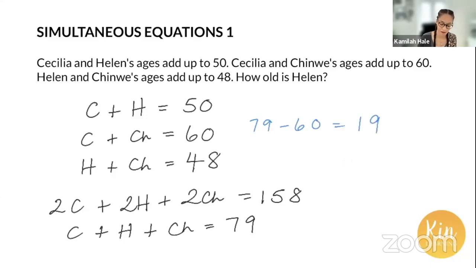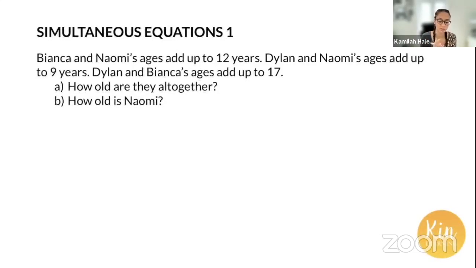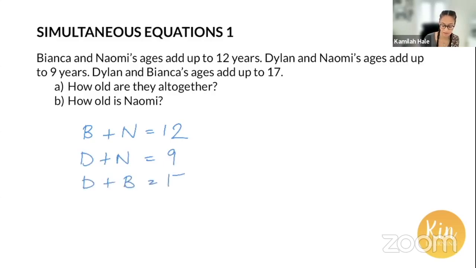Good, you're doing well. Let's do one more. I'm going to be really quick with this one. And I'm actually going to, how should I do this? I'll write the working on the board, but you might want to see if you can beat me to it. Okay, so B plus N is 12. Just write the equations to represent each sentence. D plus N is 9. D plus B is 17. Add those all together.